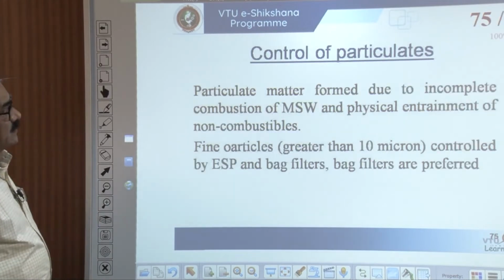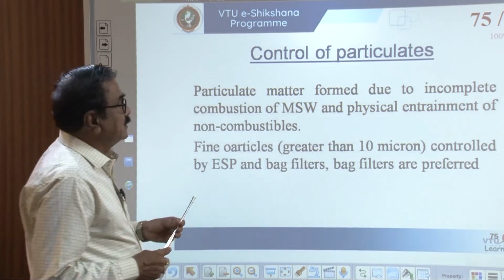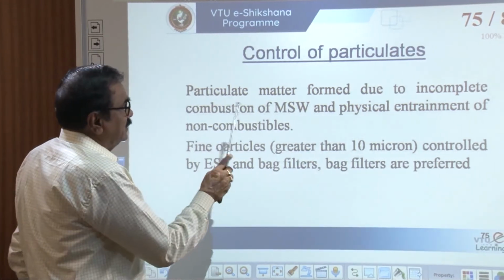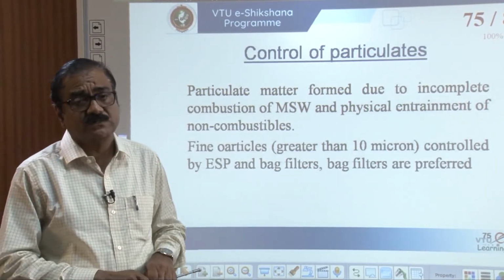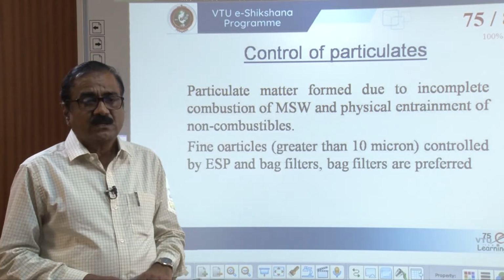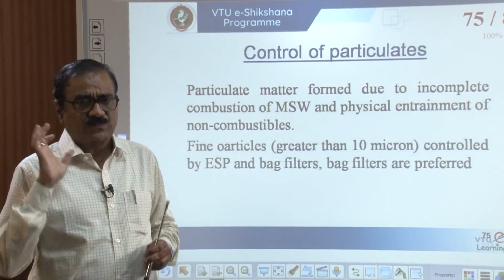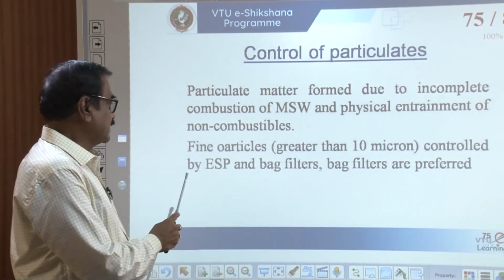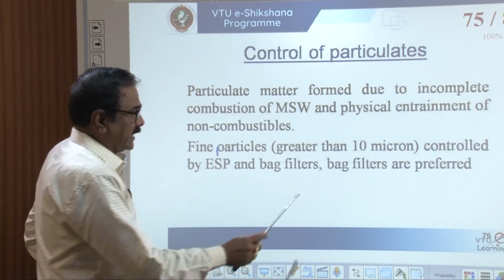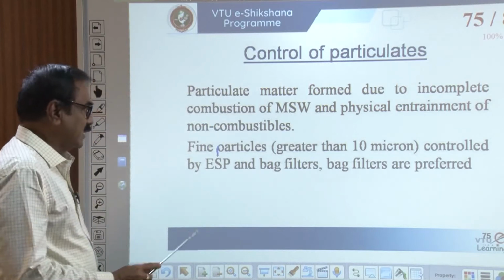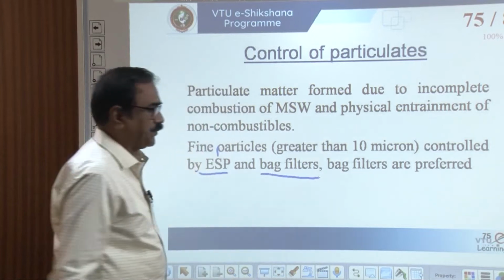And next we shall start the discussion on how the particulate matter is removed. Generally particulate matter, very small size particles, are produced because of the incomplete combustion of the solid waste or physical entrainment of the non-combustible materials in the process. So all the fine particles, particles greater than 10 microns, are controlled either by electrostatic precipitator or bag filter.